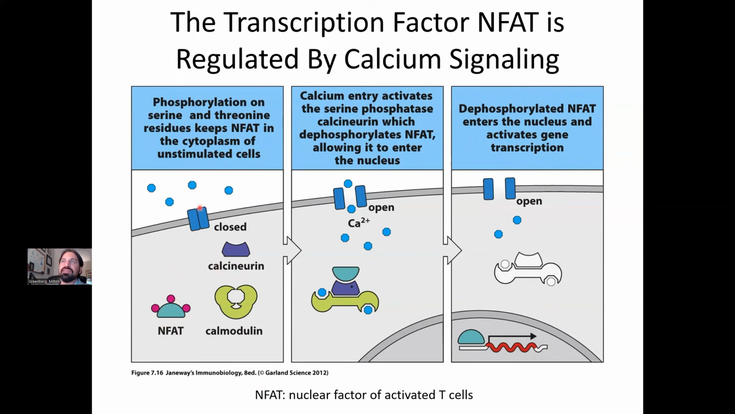And then these calcium channels open. They're called calcium release activated calcium channels, CRAC channels. These calcium channels are going to open in response to T cell receptor activation. What that's going to do is turn on calmodulin and calcineurin. They're going to form a complex. That complex is going to dephosphorylate NFAT. These little purple blobs are phosphate groups on the NFAT that are keeping it in the cytoplasm. You dephosphorylate it, it goes into the nucleus, it turns on gene transcription, and you're going to start getting inflammation.